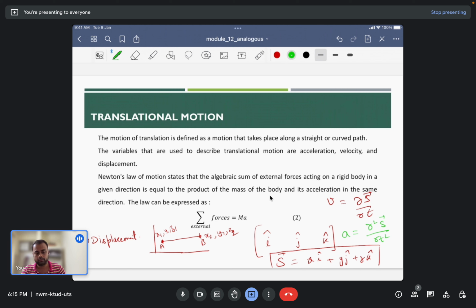So this was about the translational motion. We have already discussed Newton's second law. The sum of all the forces should be equal to mass times acceleration for a body. So if acceleration is 0, we say that the body is rigid and there is no motion. The body is not in motion, the body is in a state of rest. Of course, these all parameters are with respect to a certain reference point.